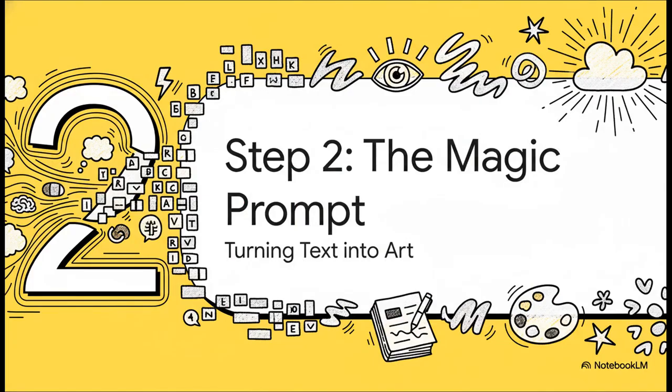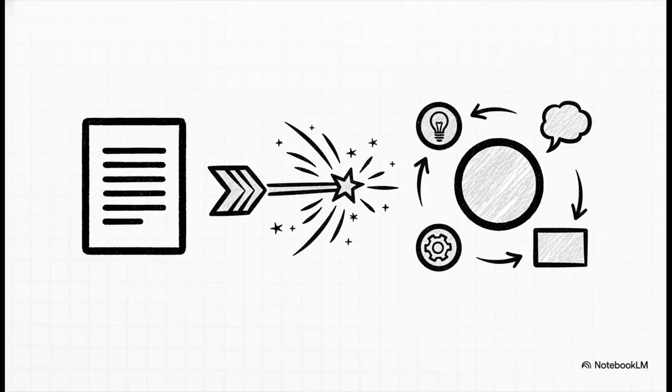All right, we've got our text. It's perfectly tailored. Now for the magic. Step 2 is where we take that plain text and turn it into a piece of visual art. So with our explanation just sitting there in the chat, it's time to drop in the prompt that does all the heavy lifting. This next part is what makes the whole thing sing.